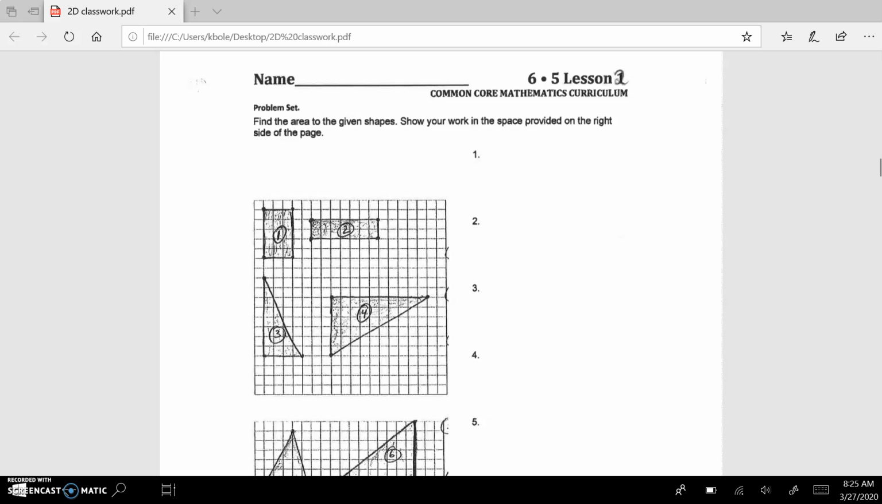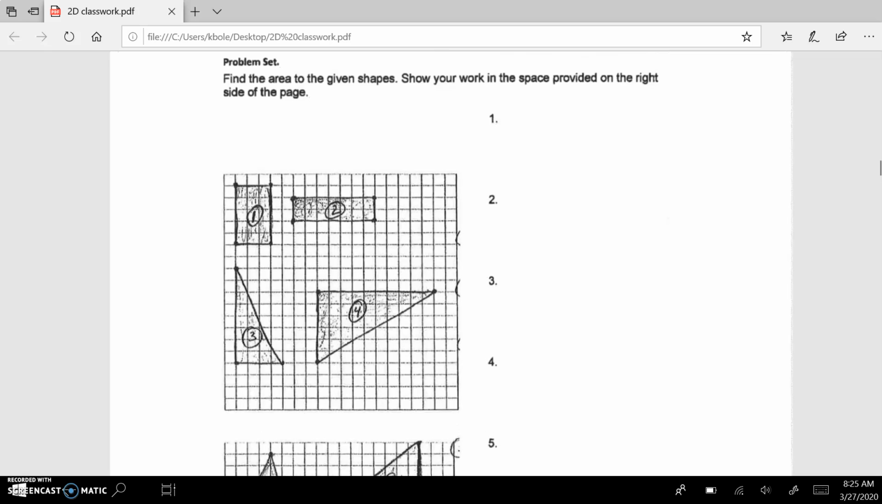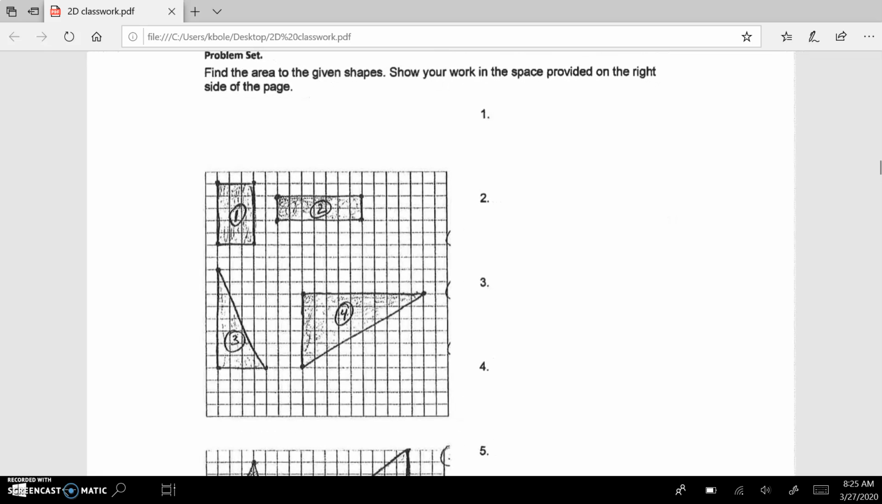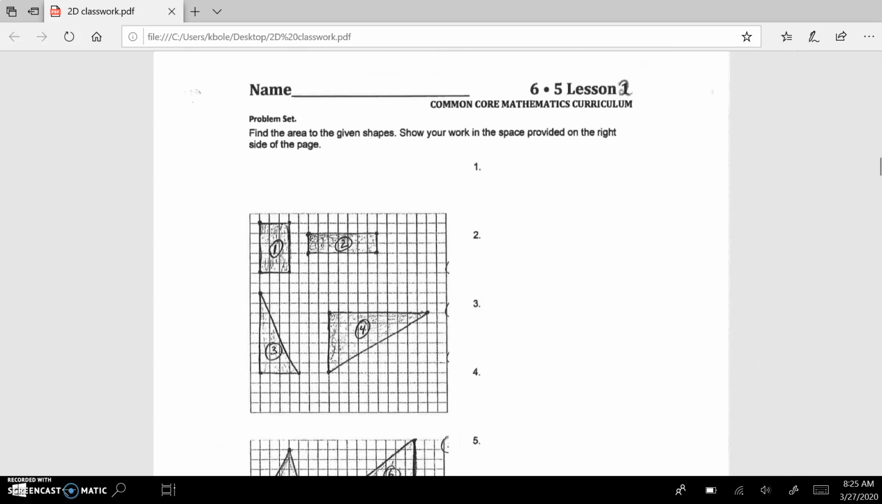So on this page, the directions say to find the area of the given shapes, show your work on the right side of the page. So this is kind of like what we did in 5.1, so don't overthink it too much. Just remember now you have these formulas.